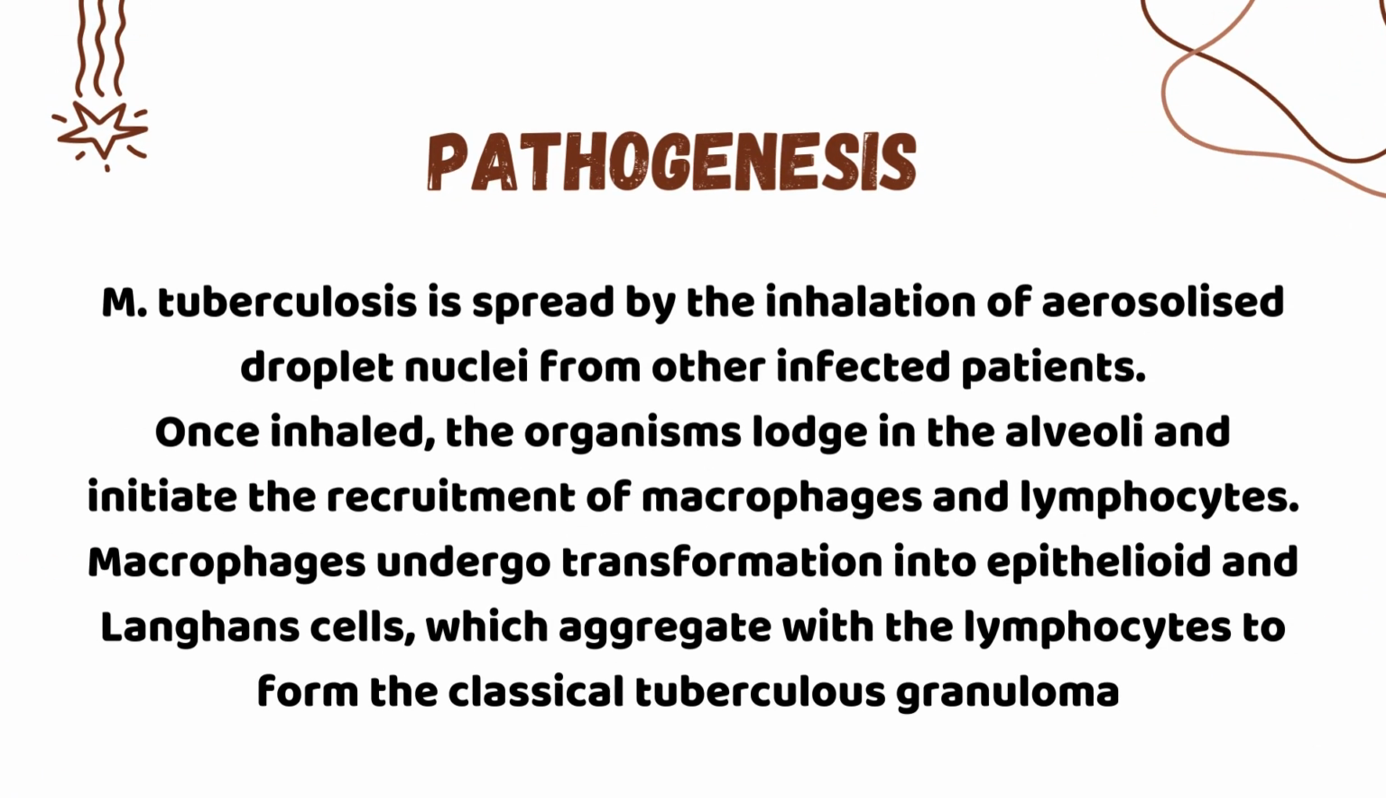Mycobacterium tuberculosis is spread by the inhalation of aerosolized droplet nuclei from other infected patients. Once inhaled, the organisms lodge in the alveoli and initiate the recruitment of macrophages and lymphocytes. Macrophages undergo transformation into epithelioid and Langhans cells, which aggregate with the lymphocytes to form the classical tuberculous granuloma.